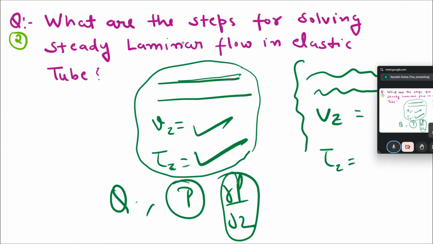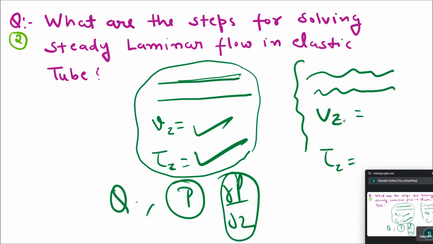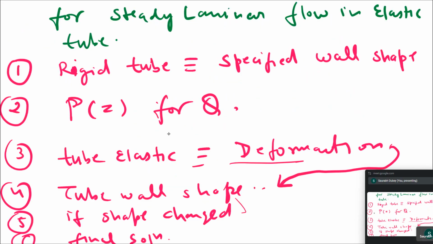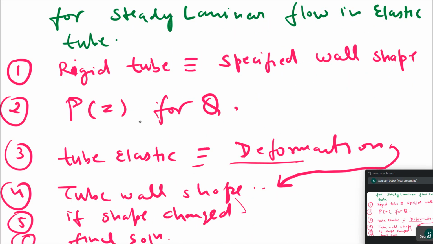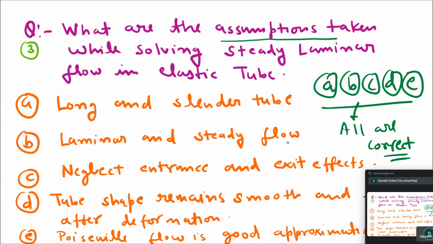So what are the steps for solving steady laminar flow in the elastic tube? So these are the steps. You just calculate these things, which is Vz, Tz. So Vz is calculated through the Womersley solution. Then use this Q, P, delta P in order to solve this for steady laminar flow in the elastic tube. So these were the points.